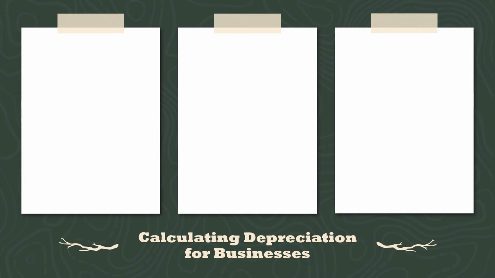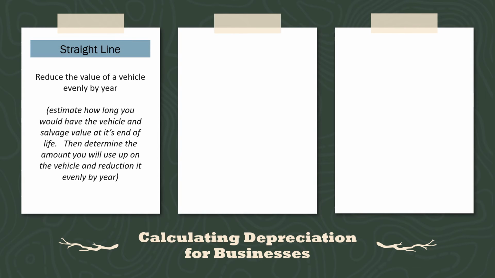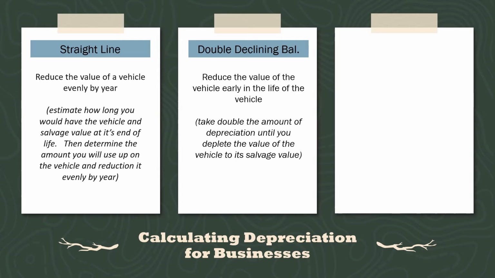Now, there's actually three methods for calculating depreciation for businesses. The first method is called straight line method, and that would be where you reduce the value of the car evenly by year over a specified period of time. So you would estimate how long you'd have the vehicle, you would estimate what its salvage value is at the end of life, which means how much could I sell this vehicle for, and then you would determine how much you used up of the vehicle by dividing that amount evenly over the number of years you anticipate having the vehicle.